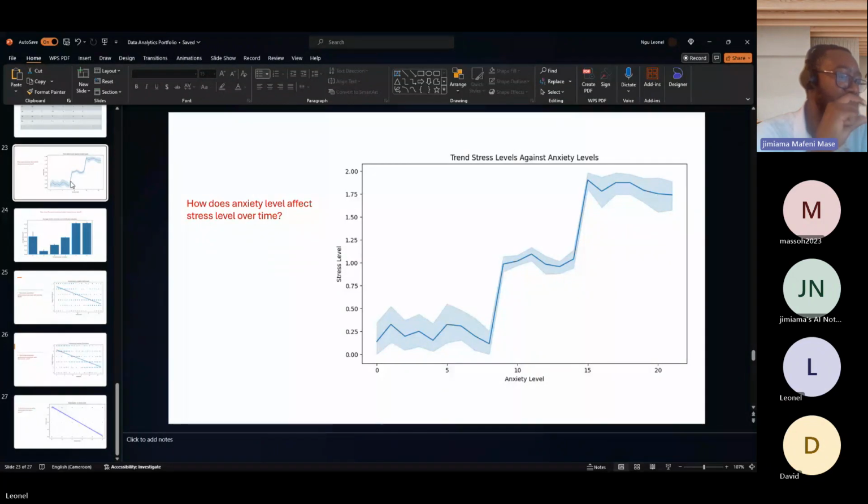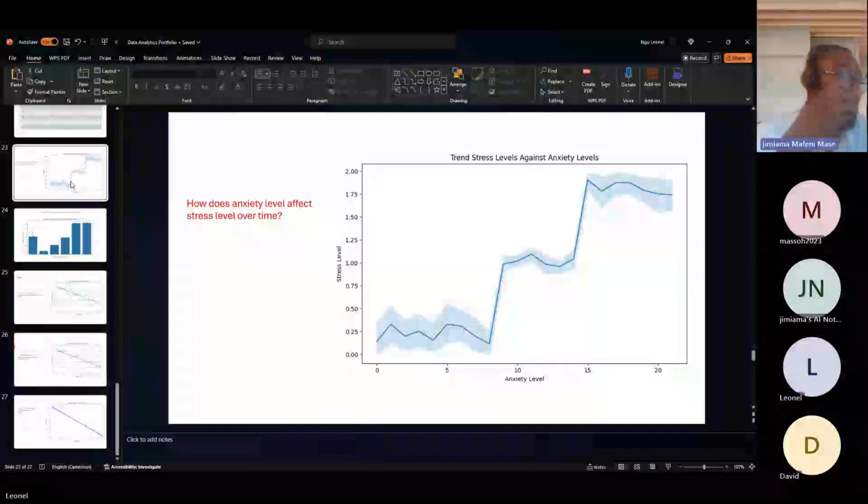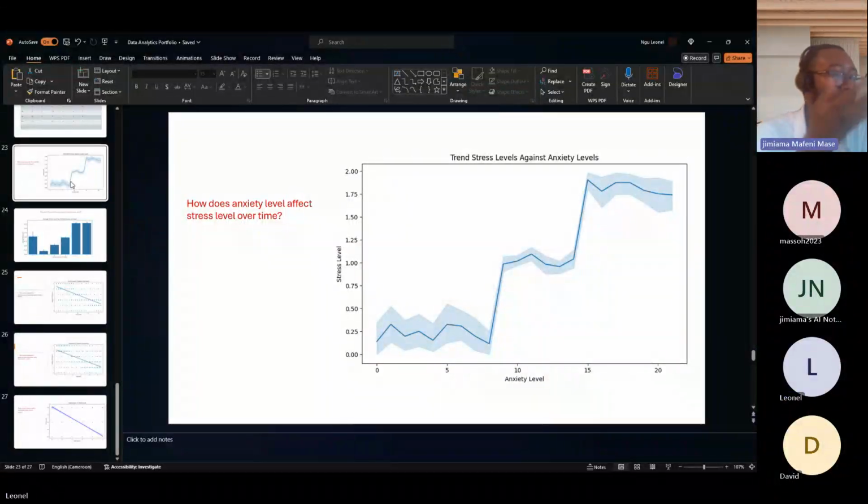And when you're dealing with trends, you are mostly talking about the time factor, right? How things change over time. In this case, there is no time factor. So we have to be a little bit careful about that. So that's my first comment.